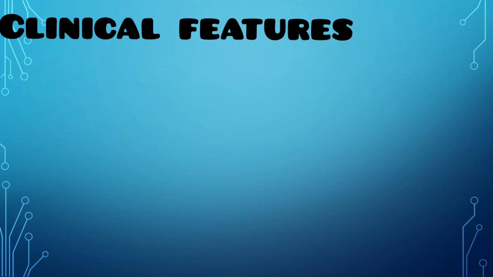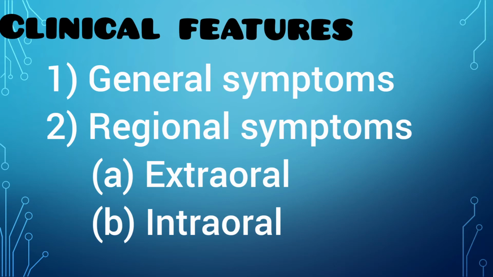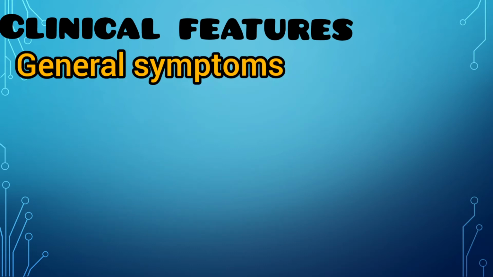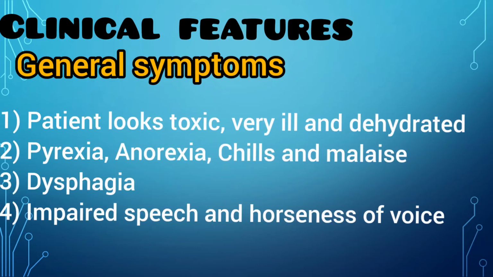So next we can go through the clinical features of the Ludwig's angina. The clinical features are of two types, the general symptoms and the regional symptoms. In general examination, it includes general constitutional symptoms like the patient may look toxic, very ill and dehydrated. There is pyrexia, anorexia, chills and malaise. There is difficulty in swallowing, that is dysphagia, and impaired speech and hoarseness of the voice.